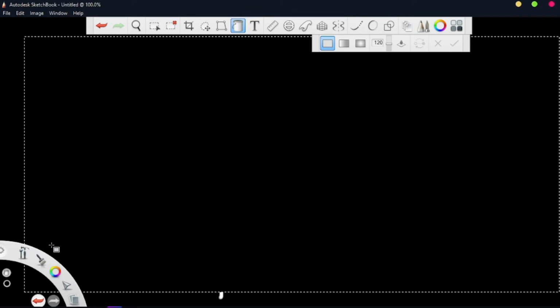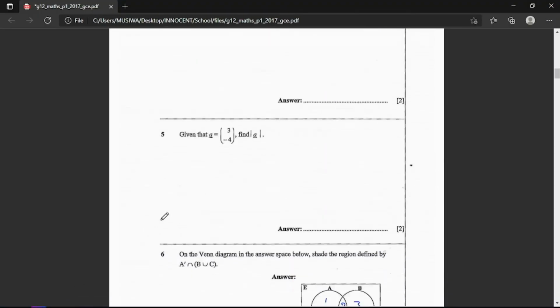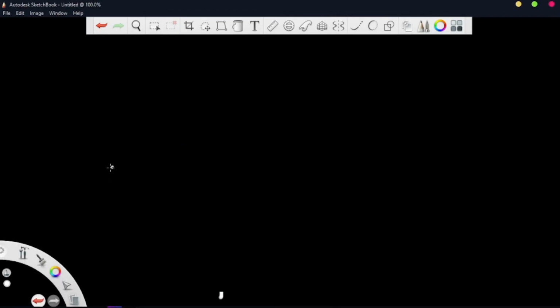Question 5. Let's see what question 5 requires of us, and then we shall do exactly what it requires. We have been given vector A as a column vector, 3 and negative 4. They want us to find the magnitude of A. How can we find our A magnitude?